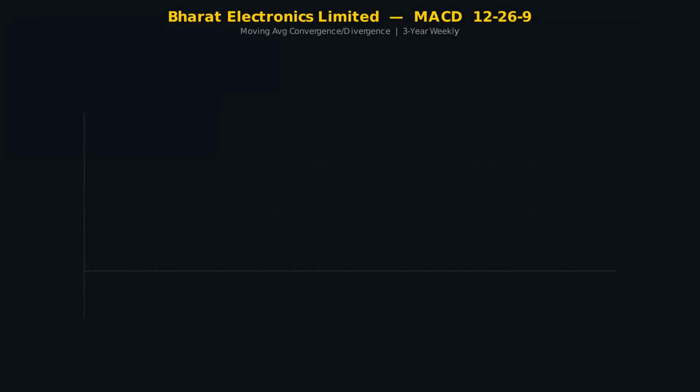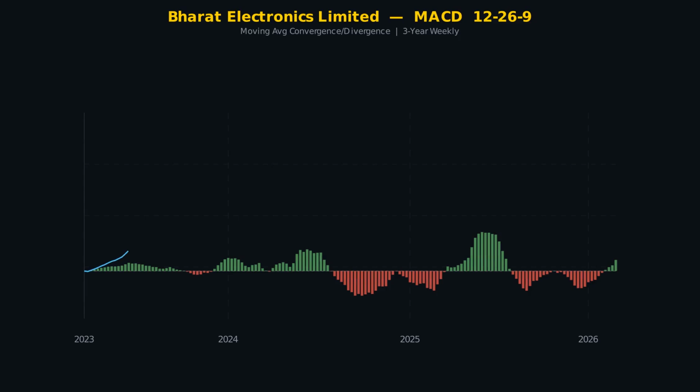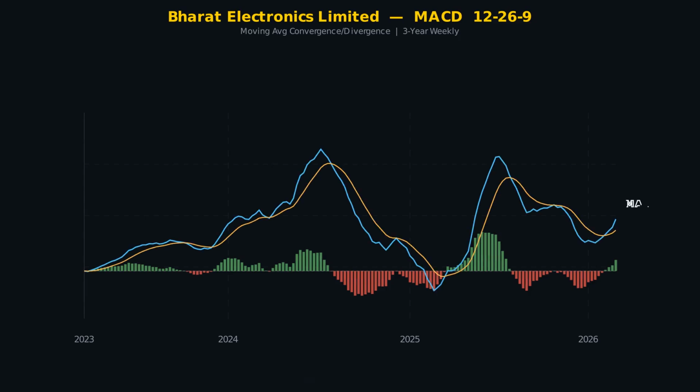Here is the MACD chart for Bharat Electronics Limited. Green bars mean MACD is above signal, bullish momentum. Red bars mean bearish momentum. Currently, the histogram is expanding. The MACD line is above the signal line. Bullish momentum is confirmed. The MACD value is 16.08.